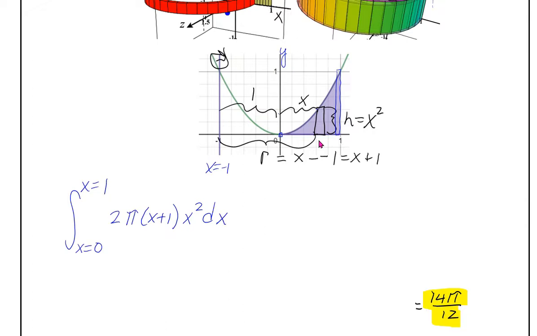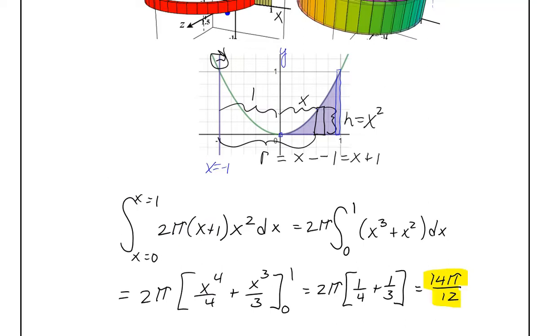Be very careful that when the axis of rotation is not one of the axes, that you make sure to add or subtract any additional part to the radius, and that your limits of integration go from the first strip on the left to the last strip on the right, and not from the axis of rotation to the end of the region. Pause the video here, compute this definite integral, then turn the video back on to compare your answer to mine. This is a relatively simple integral to integrate. You should come up with 14 pi divided by 12.